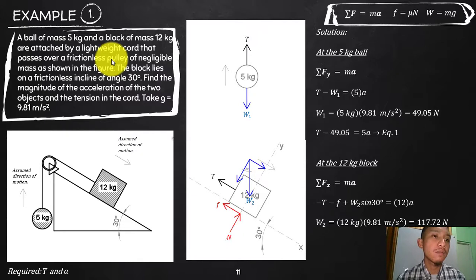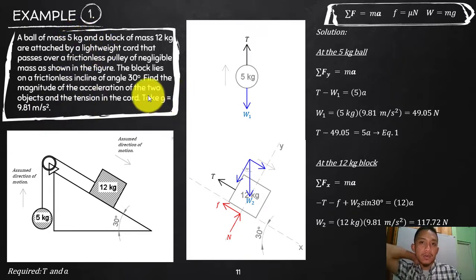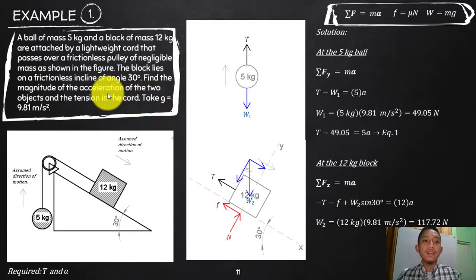So example number 1: a ball of mass 5 kilograms and a block of mass 12 kilograms are attached by a lightweight cord that passes over a frictionless pulley of negligible mass as shown in the figure. The block lies on a frictionless incline of angle 30 degrees. Find the magnitude of the acceleration of the two objects and the tension in the cord. Take g, or the gravity, to be 9.81 meters per second squared. Because if you look at our units, even if that is not given, you will expect that that is the gravity you will be using because we are in metric. Okay, so that is your gravity.